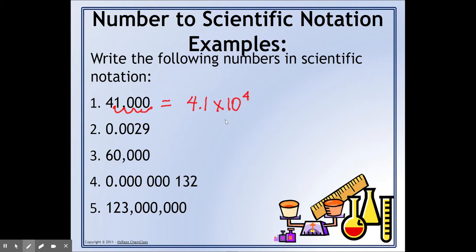Okay? For number 2, we're going to move our decimal place between the 2 and the 9. So my new number is going to be 2.9 times 10. To find out my exponent, I see how many times I move this. 1, 2, 3. So this is 3. Okay. This number is smaller than 1. Therefore, this is going to be a negative 3.